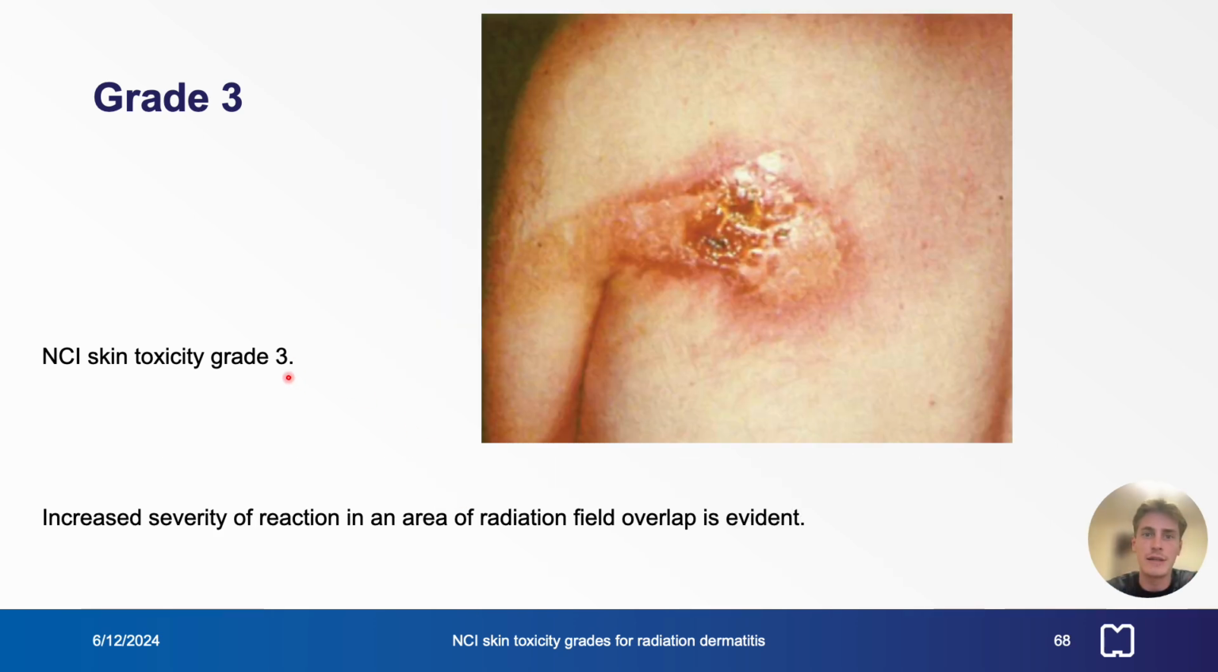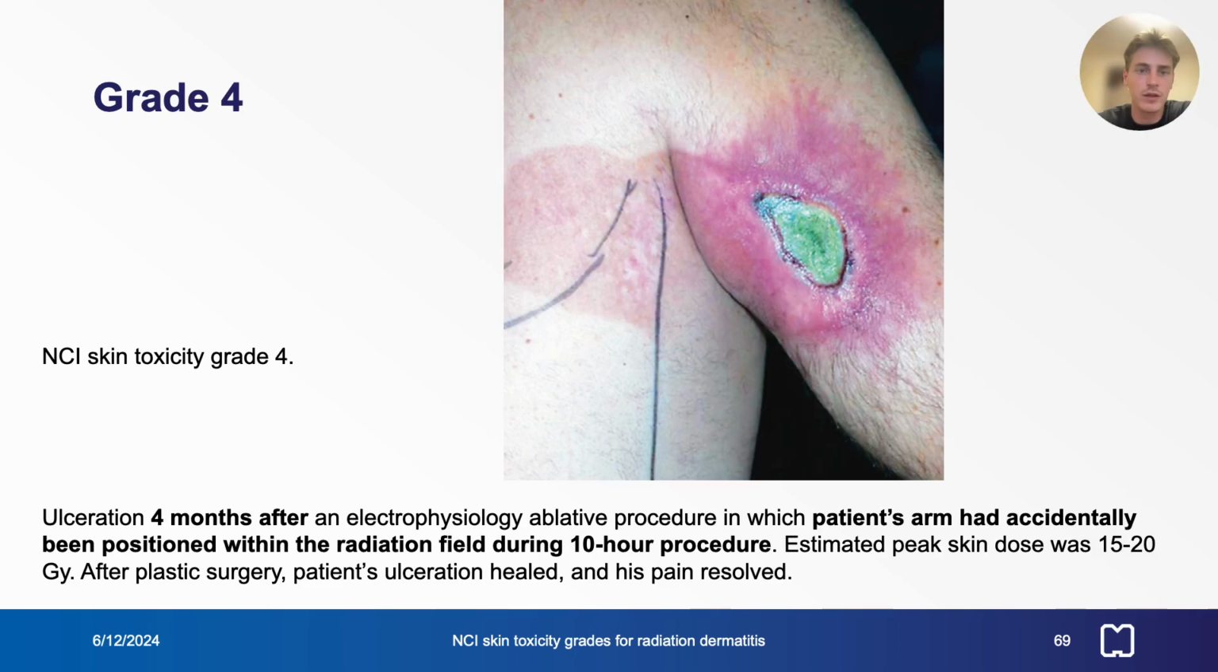Shown here is a grade 3 skin toxicity, where the increased severity of the reaction in the area of field overlap is evident. Now, shown here is a grade 4 skin toxicity, where ulceration happened 4 months after an electrophysiology ablative procedure in which the patient's arm had accidentally been positioned within the radiation field during a 10-hour procedure. The estimated peak skin dose was 15 to 20 gray. After plastic surgery, however, the patient's ulceration healed and his pain resolved.